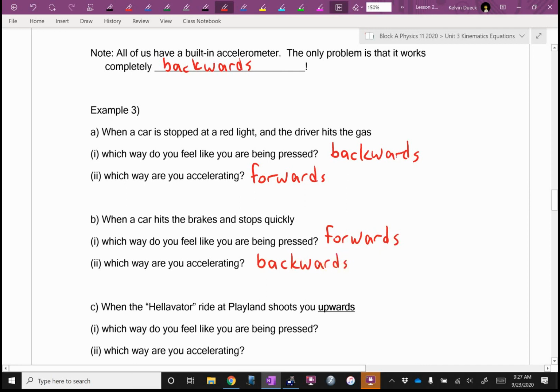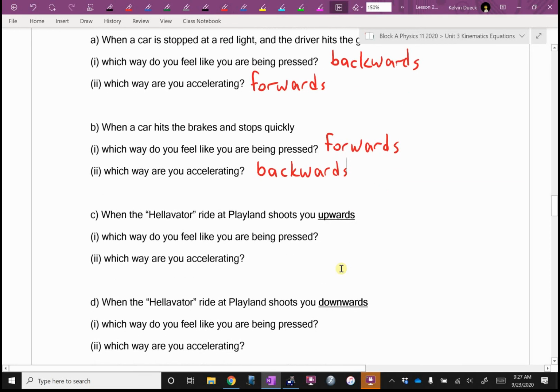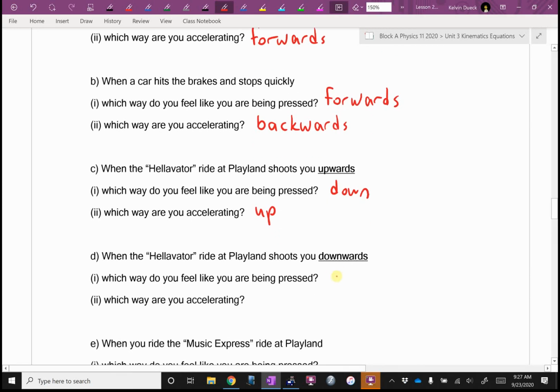How many of you have been on the elevator at Playland before? Or some similar ride? Okay. When it launches, which way are you clearly accelerating? Up. But which way do you feel like you're getting pushed? Which way does your stomach feel like it's going? So you feel like you're getting pushed down, but you're absolutely accelerating up. Your body has a built-in accelerometer. It just always feels it backwards. Oh, and when it shoots you downwards, you're clearly accelerating downwards, but which way do you feel like you're flying off? Up. Yes? So you feel like you're getting pushed up, but you're absolutely getting pushed down.